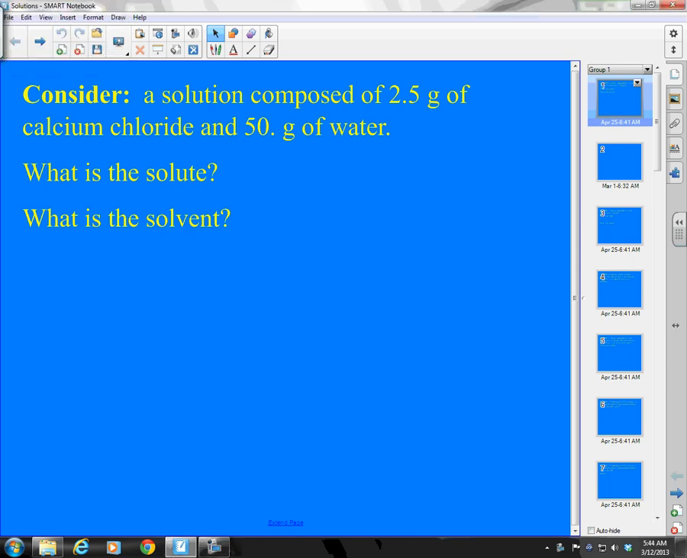Well, good day, everybody, and let us jump into another unit. In this unit, we're going to focus on solutions and an intro to equilibrium. So let's get started with this consider.